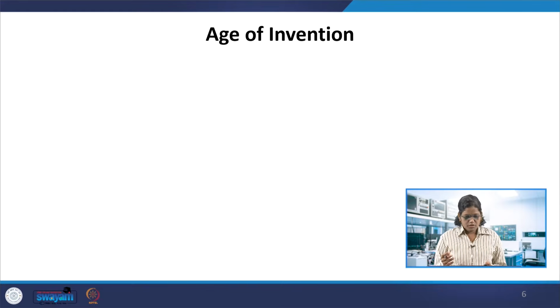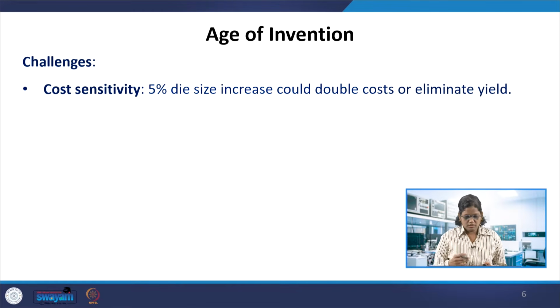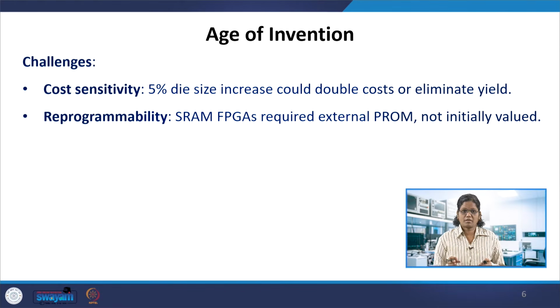Continuing with the challenges, again, cost sensitivity. The die size was a primary concern: a 5% increase in die size also causes double the cost. So the yield due to the investment on these FPGAs was less in that case. Reducing the cost was also part of this invention age. So cost sensitivity was a challenge in that time.